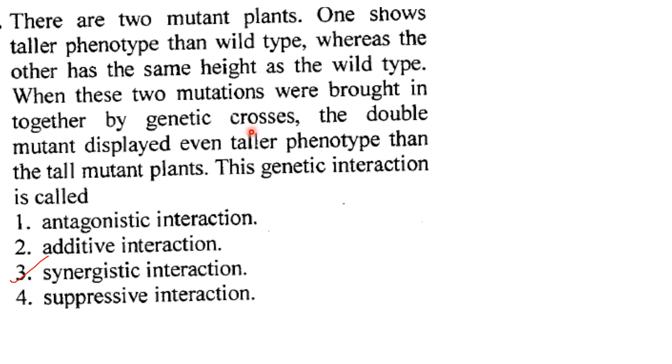The double mutant, that is, the offspring that you got from these mutant crosses, displayed even taller phenotype than the tall mutant plant. So this genetic interaction is called synergistic interaction. Answer is option 3.